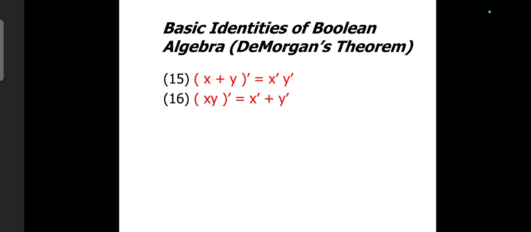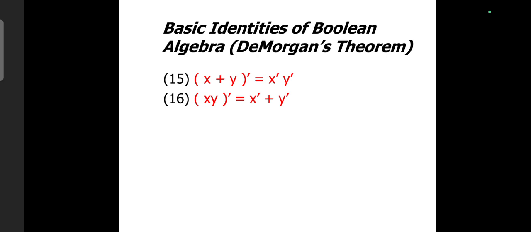One of the most important concepts in Boolean algebra is De Morgan's theorem. This theorem provides a method to simplify complemented expressions. The first theorem states that the complement of an OR operation equals the AND of the complements. Mathematically, (a plus b) the whole bar equals a bar b bar. So (x plus y) the whole bar equals x bar y bar.